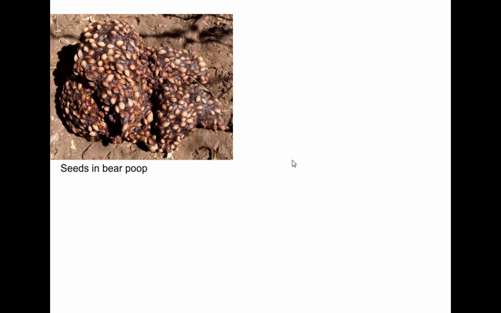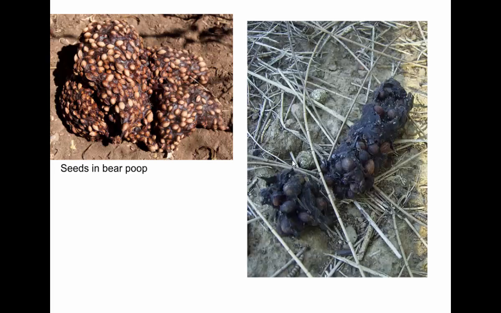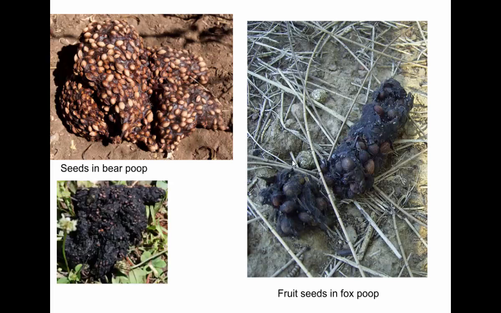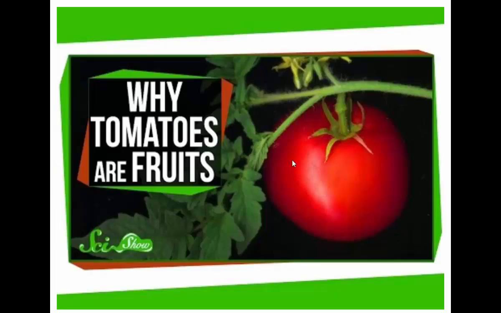That's bear poop. Oh my gosh. How are there so many seeds? Because they ate a lot of berries. That's fox poop. That's raccoon poop. But all of them contain seeds. These animals are helping the plants that they ate disperse.